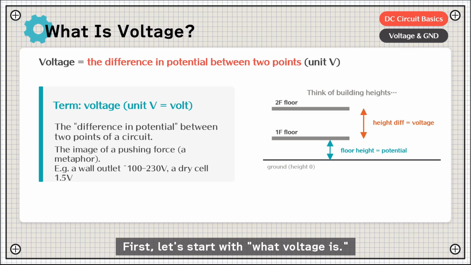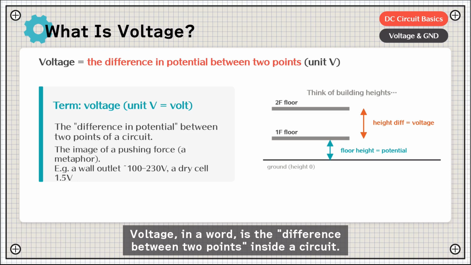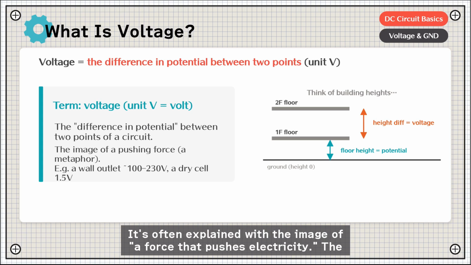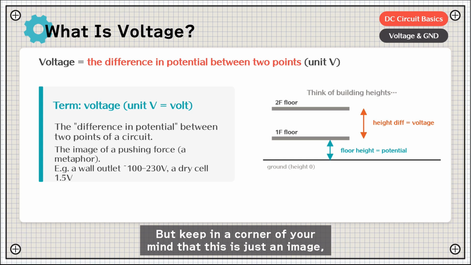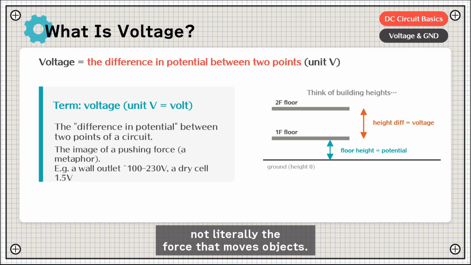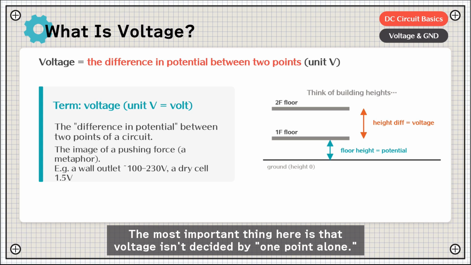First, let's start with what voltage is. Voltage, in a word, is the difference between 2 points inside a circuit. It's often explained with the image of a force that pushes electricity. The bigger this force, the more vigorously it tries to send the electricity out. Think of it that way. But keep in a corner of your mind that this is just an image, not literally the force that moves objects. The most important thing here is that voltage isn't decided by 1 point alone.